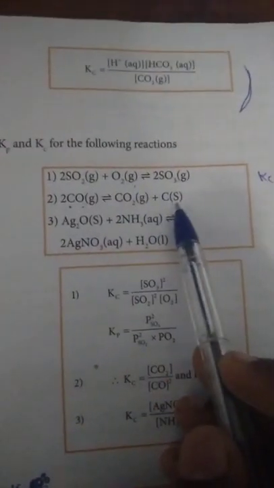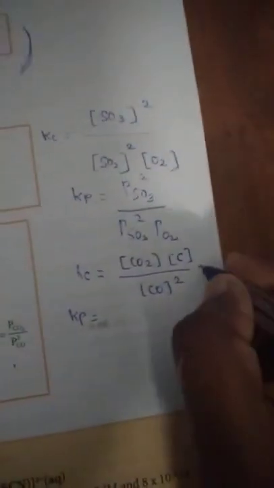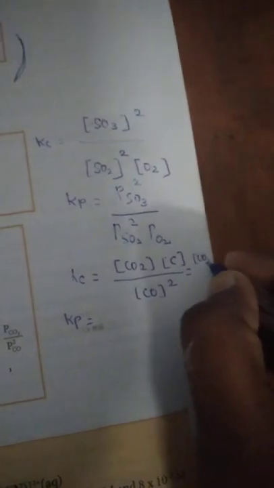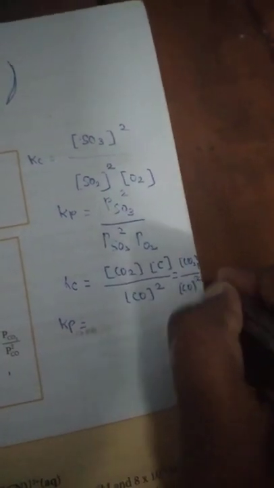Kp is equal to, instead of brackets, write P. See here, in the second example, solid carbon is present. So solid remains constant, isn't it? So how can we write the answer? Concentration of carbon dioxide divided by concentration of CO power 2. This carbon remains constant. Sorry, first then Kp. How can we write Kp? Pressure of CO2 divided by pressure of CO power 2. Understand?